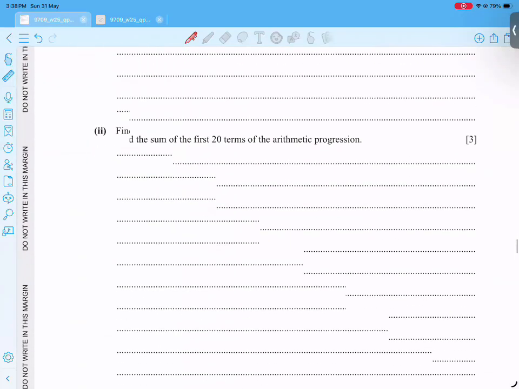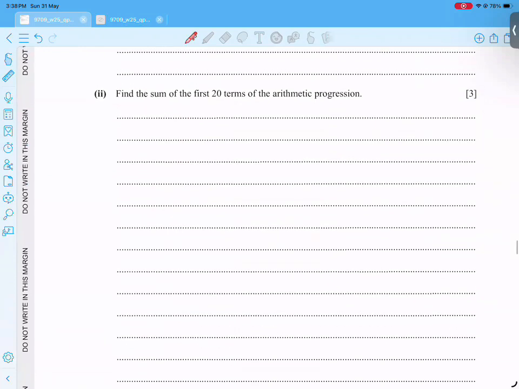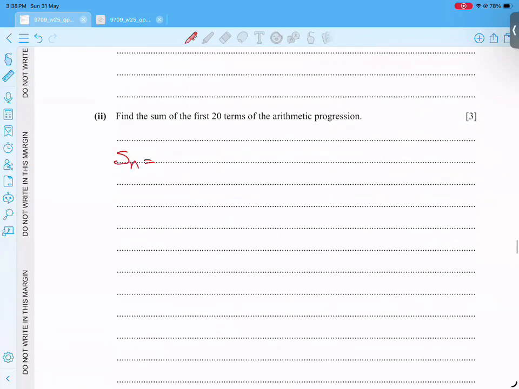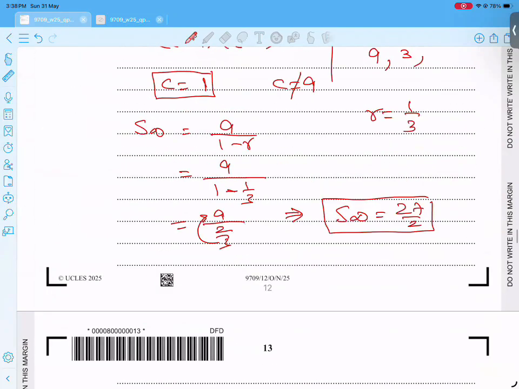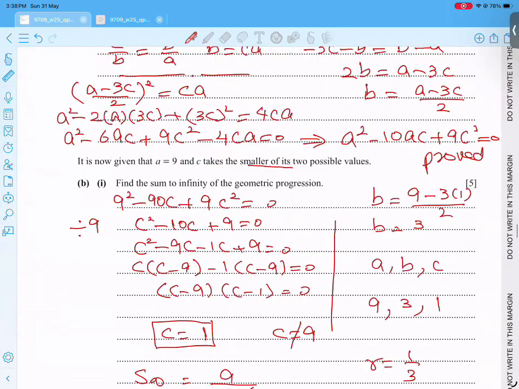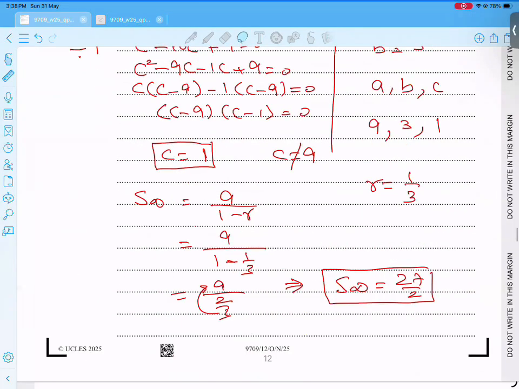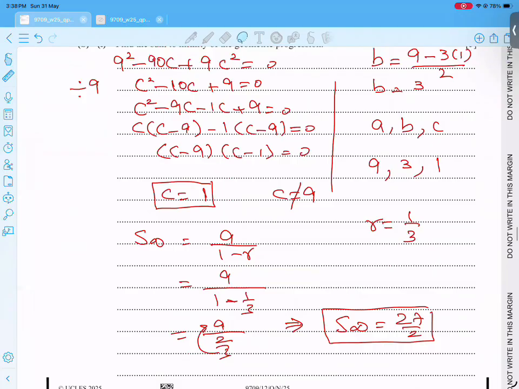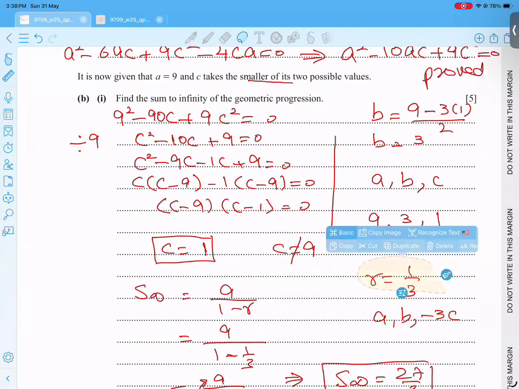And third part, we have the sum of the first 20 terms of an arithmetic progression. So the formula, students, Sn equals n over 2 into 2a plus n minus 1 into d. So we have to go back and find out the values. And values, we have this. I'm going to copy from here, and first of all, I'm pasting here because I need all values.